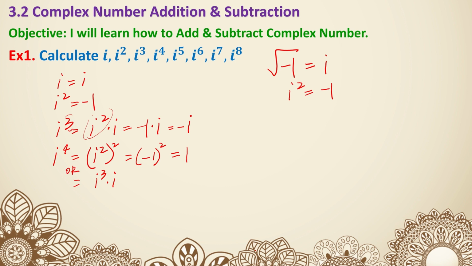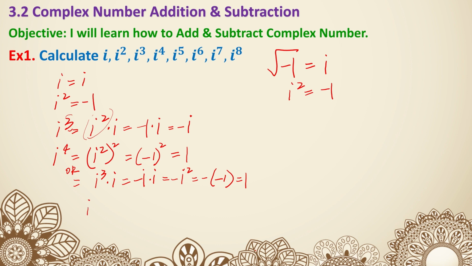Or you can do i cubed, which we just figured out is -i times i. So that is going to be -i squared, which is the negative of -1, which is still a 1. So no matter what, i to the 4th power is a 1.